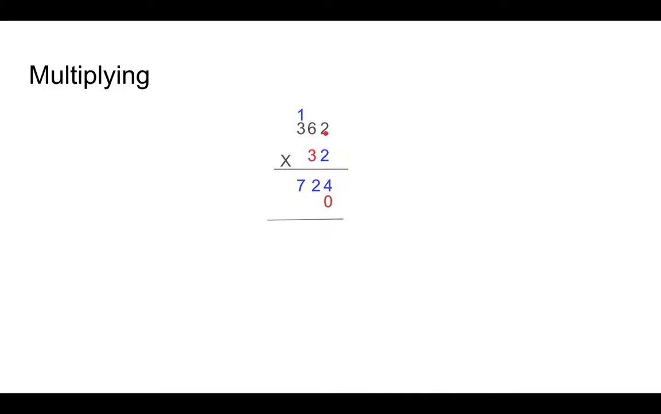So we do 3 times 2 to get us 6. We do 3 times 6 to get us 18. Now we put the 1 up top at the next digit we're working on. So since we just multiplied the 6, we carry over the 1 here to the 3. And then we do 3 times 3, which would be 9 plus the 1, which would give us 10.